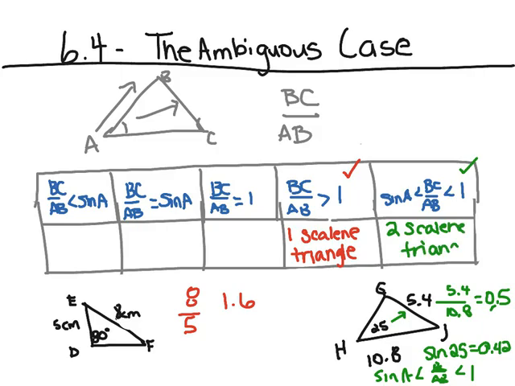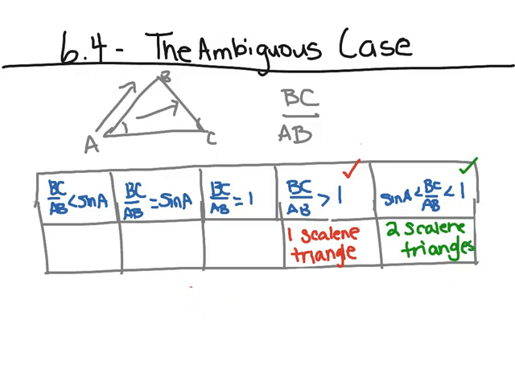Our other options are, for the first one, if we find that our opposite divided by our adjacent is less than your sine of A, there isn't going to be any triangles, because there's no possible way to make an actual triangle from these values.